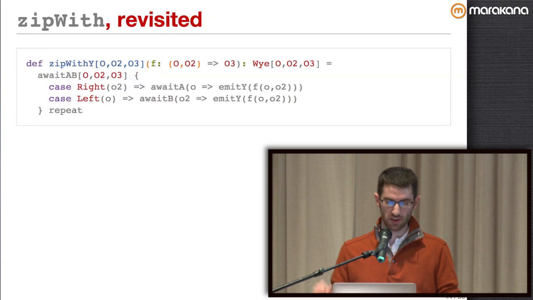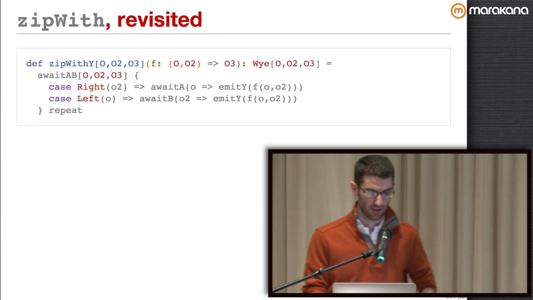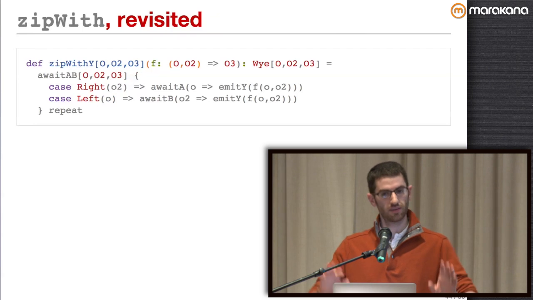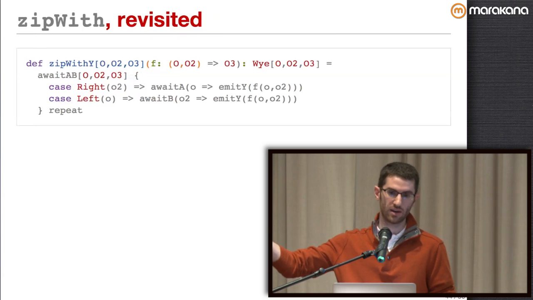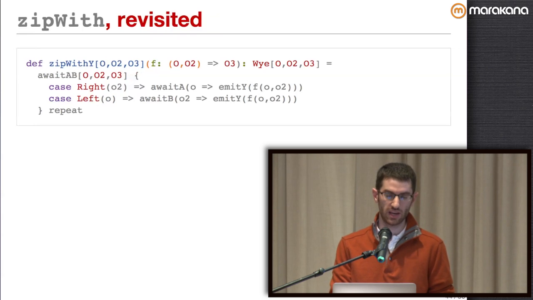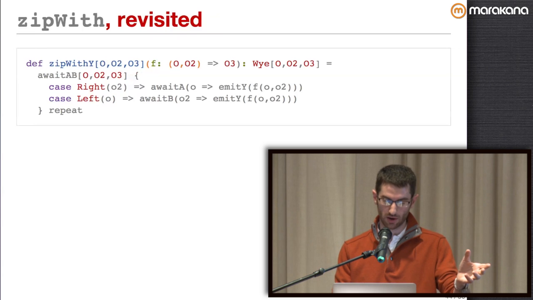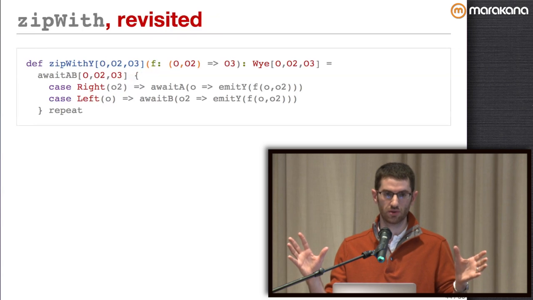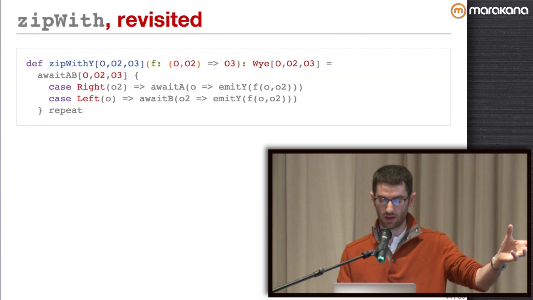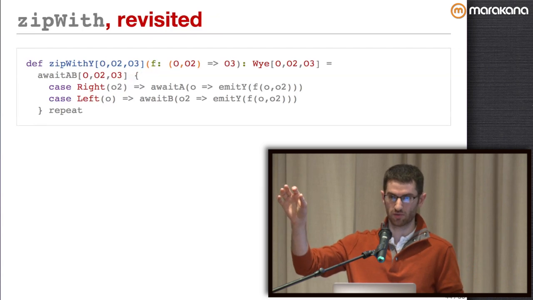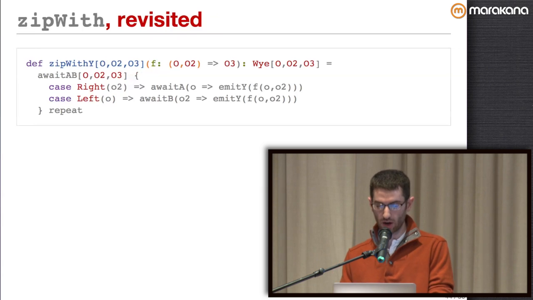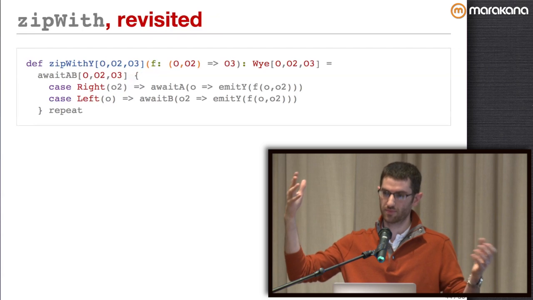Okay, so let's revisit our zipWith example. So now the definition looks a little bit different. So we're going to await AB. Again, that's a little helper function that's just going to call await with the AB as the request. So we're going to await AB, and now we're prepared to accept either an O or an O2. So if we get back an O2, then okay, let's get the O by explicitly requesting from the left side. And if we get back an O, then we explicitly request from the other side.